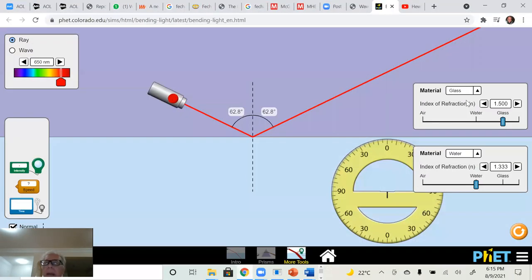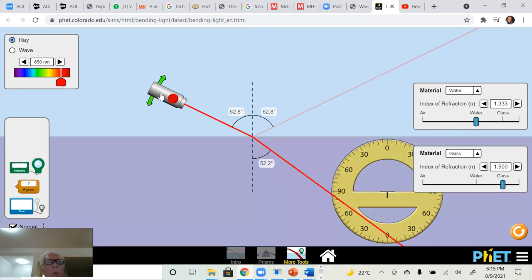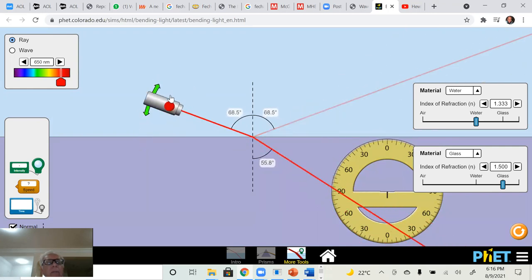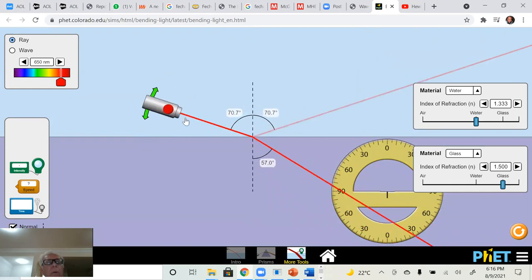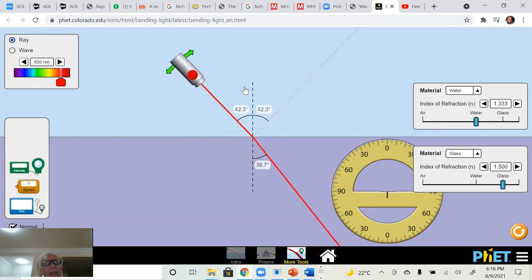Here it's going to be water. Remember, TIR happens only when the incident medium has a higher refractive index than the transmitted medium. Only. I'm going to put glass here. No matter what angle you have, you're not going to have total internal reflection. No matter how shallow. The only moment that you have total internal reflection is at 90 degrees incidence.